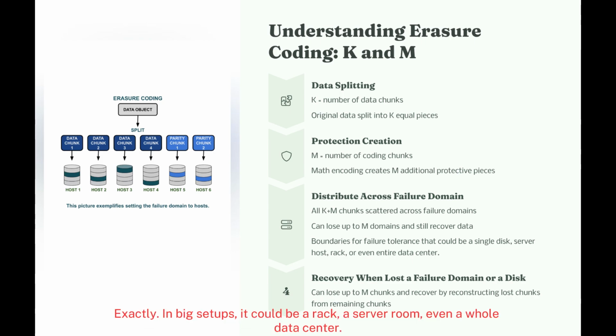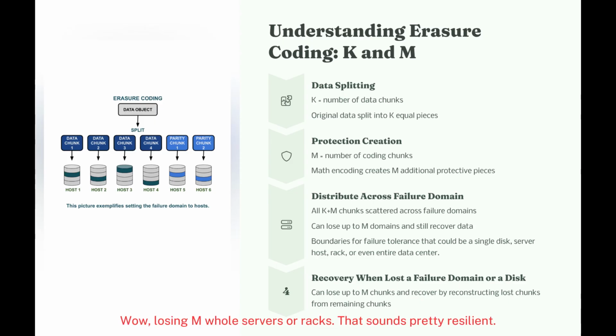Exactly. In big setups, it could be a rack, a server room, even a whole data center. The crucial part is that Ceph spreads these K plus M chunks across these domains. And the magic is you could lose up to M of those failure domains simultaneously, and your data is still safe. You could reconstruct it from the remaining chunks. Wow, losing M whole servers or racks.